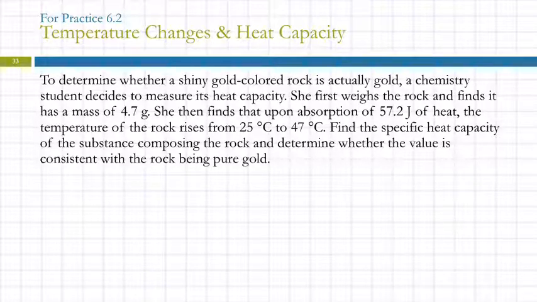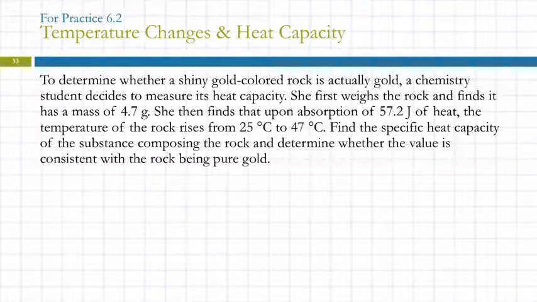We've done problems where we used density to identify a substance because the density of a substance is an intrinsic property of it. An intensive property doesn't change with the amount. Heat capacity, specific heat capacity, is also an intrinsic property like that and can be used to identify things. So here's a lot of words.